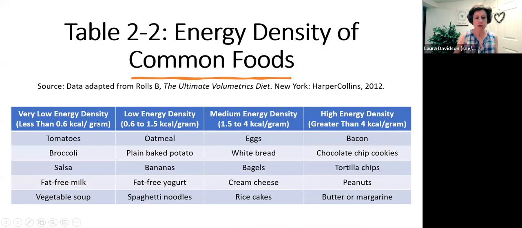So this shows you the very low energy dense foods moving up to the high energy dense foods. The book that uses this concept throughout is Volumetrics, written by the researchers who did research to find that just teaching people to choose lower energy dense foods enabled them to manage their weight.